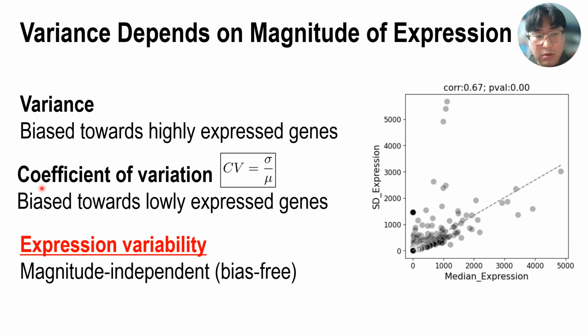There's another metric called the coefficient of variation, which adjusts by the mean. But this is biased towards the lowly expressed genes. So we chose to do this experiment with a magnitude independent, bias-free metric called expression variability.